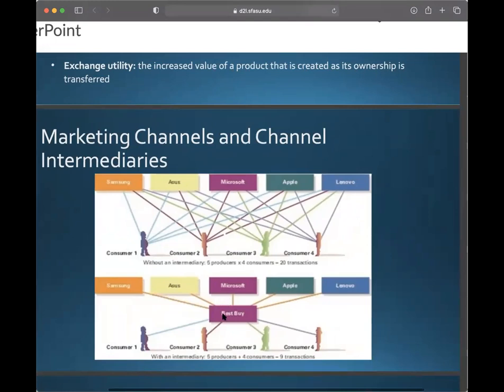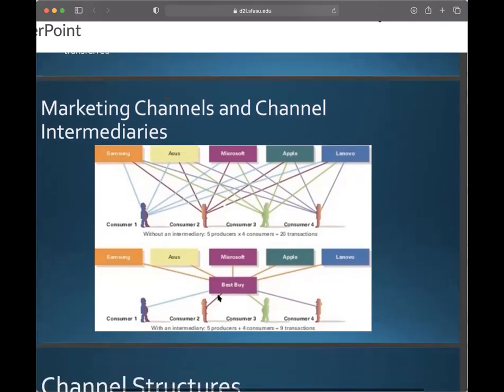Best Buy here in this example is an intermediary. So Samsung, I can't read that. Microsoft, Apple, and Lenovo. Okay. So these are all technology companies and they have consumers, one, two, three, four consumers that can go directly to them and get these products. You can see these little lines going all different directions. So without an intermediary, you have five producers and four consumers, and you have 20 transactions. All these lines represent different transactions.